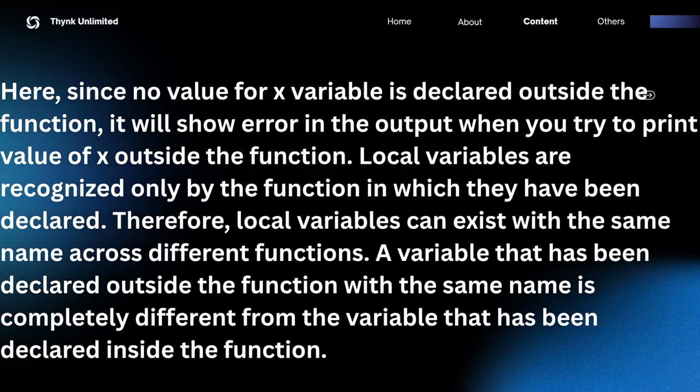An interesting aspect of local variables is that you can use the same variable name in different functions without causing any conflict. For example, you might have one function that declares X equals 5 and another that declares X equals 10. Even though the names are identical, PHP treats them as two completely separate variables because each one exists within its own local scope.